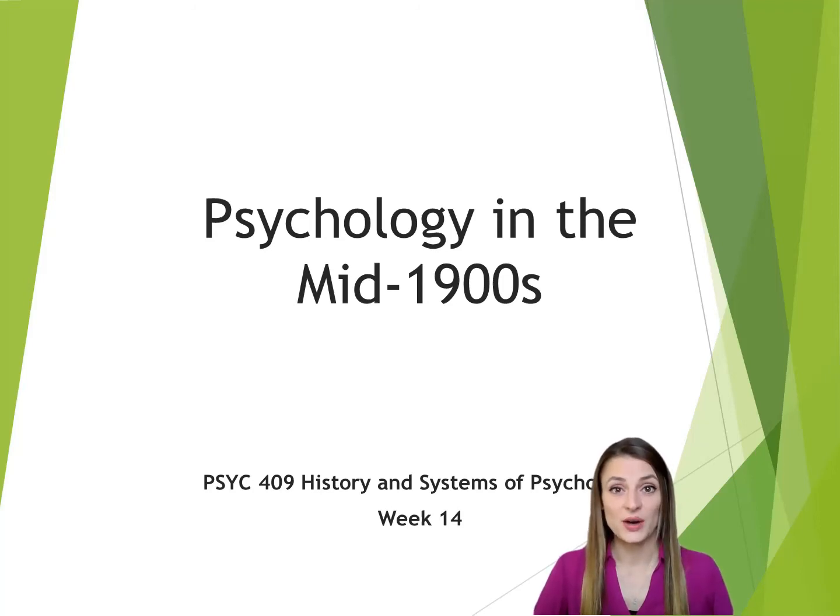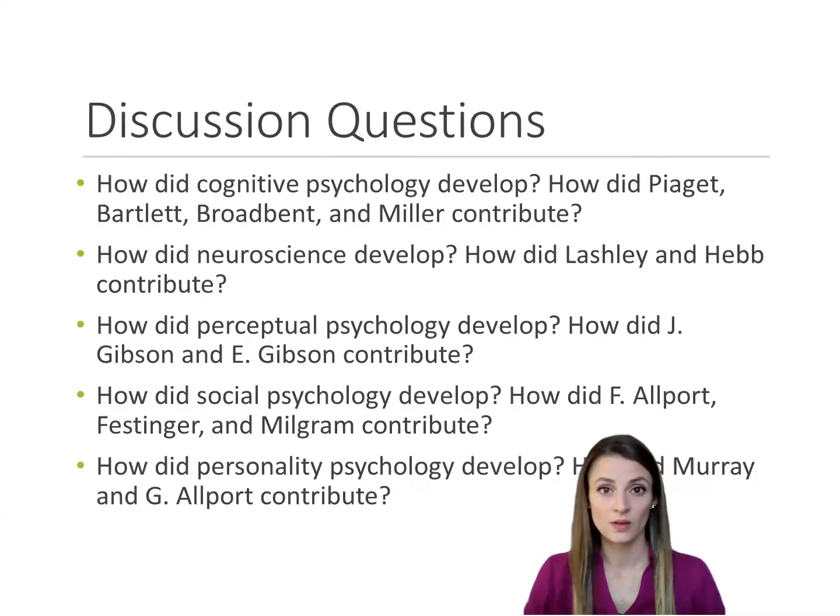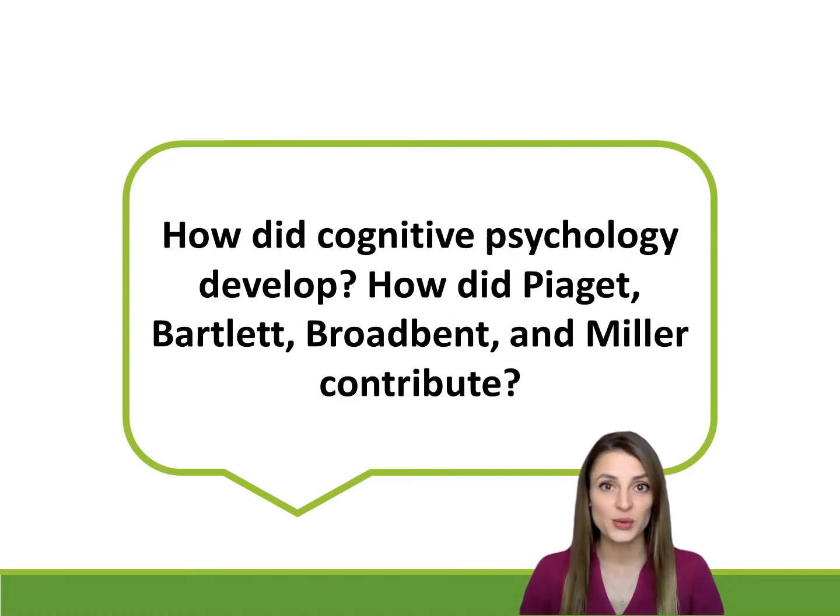This week, we're going to learn about some of the subfields of psychology that many of you are more familiar with. Many of these areas of expertise emerged in the mid-1900s. This lecture is divided into 5 parts. We will begin with cognitive psychology, then we will learn about neuroscience, perceptual psychology, social psychology, and we will finish with personality psychology.